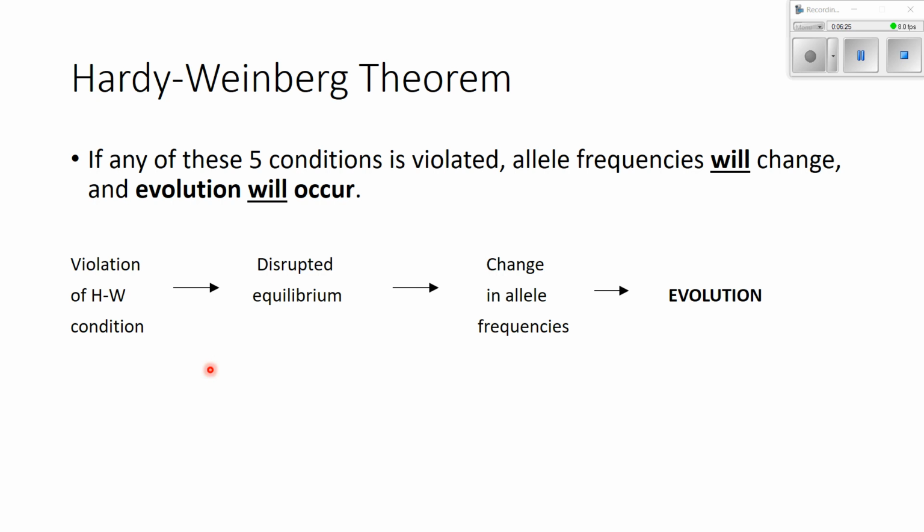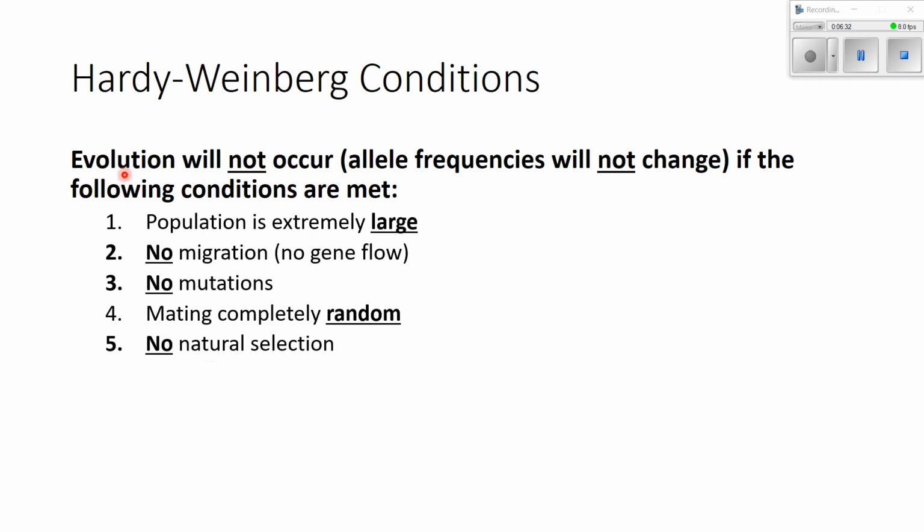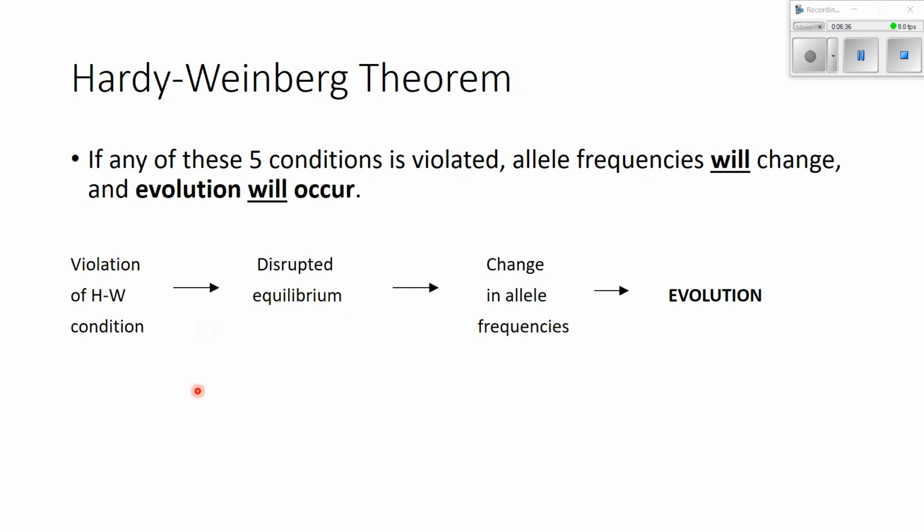Okay, so just to recap, Hardy and Weinberg are saying in their famous theorem, if any one of these 5 conditions is not met, if it is violated, then allele frequencies will change, and evolution, therefore, will occur. So a violation of any one of the 5 conditions causes Hardy-Weinberg equilibrium to be disrupted.